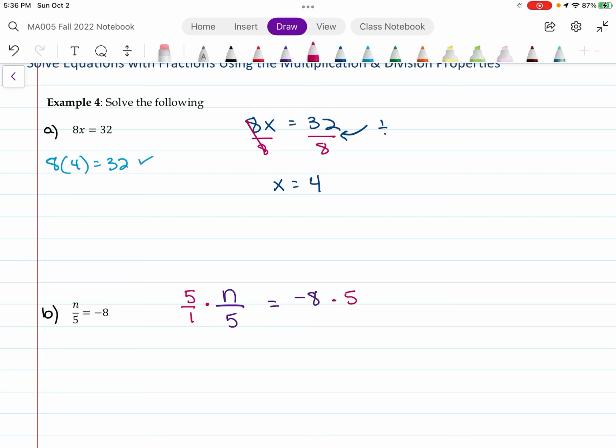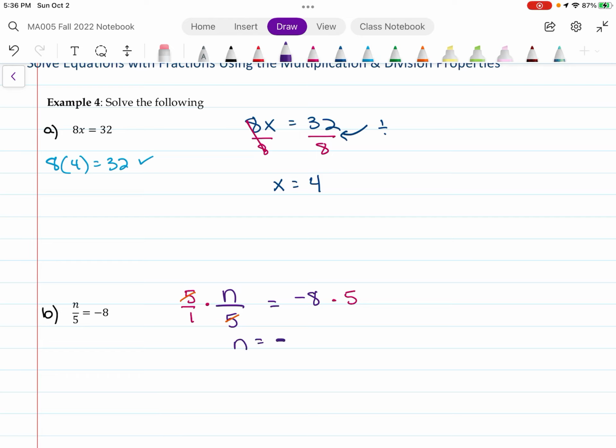Over here we don't need 5 over 1, but we can if we want. Doesn't really make a difference. So now we basically have 5n over 5 on the left. So 5n over 5 means that the 5s are going to become 1s, right? And we end up with n by itself on the left.